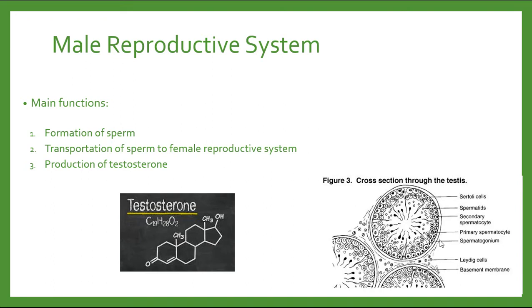Main functions of the male reproductive system are in the formation of those sperm cells, how those sperm cells are then transported out of the male reproductive tract and into the female, as well as the production of the hormone testosterone.